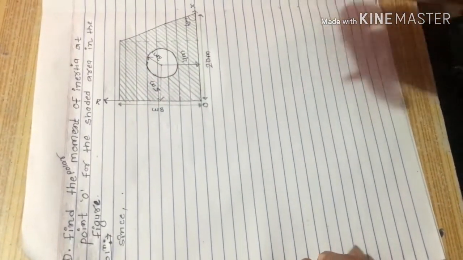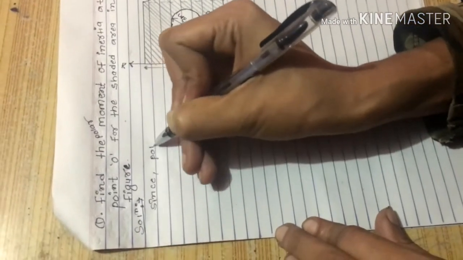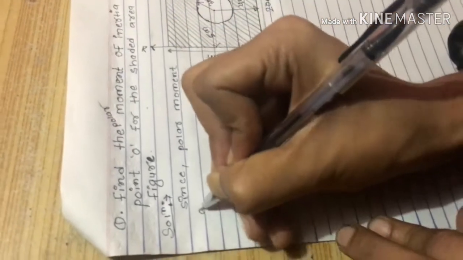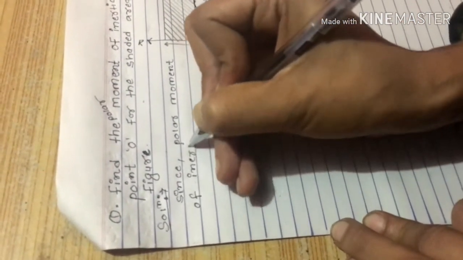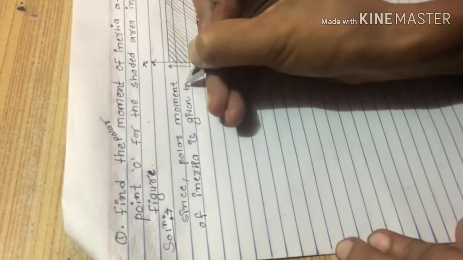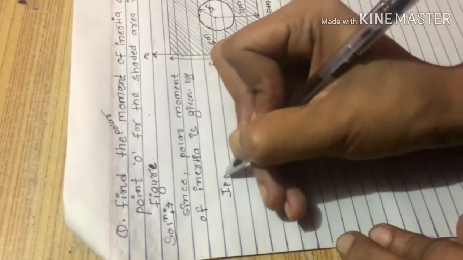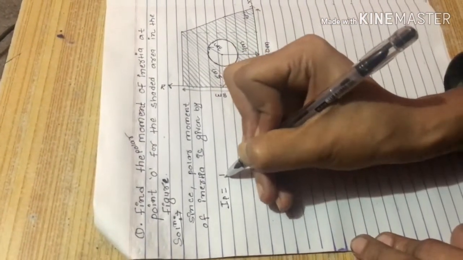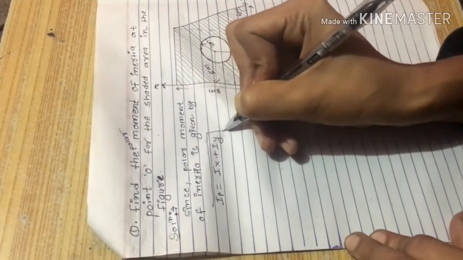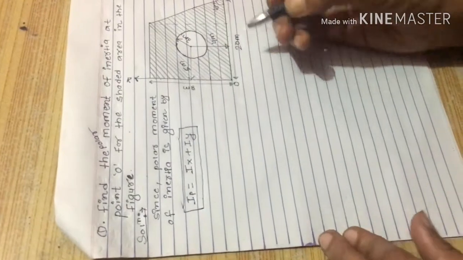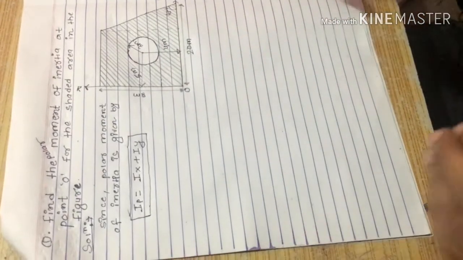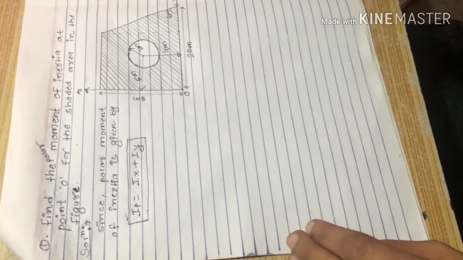Today we have to find out the polar moment of inertia at point O for the shaded area in the figure. We know polar moment of inertia is given by Ip equal to Ix plus Iy, which means polar moment of inertia is the sum of the moment of inertia about the x-axis and the moment of inertia about the y-axis. Let us start the numerical step by step.